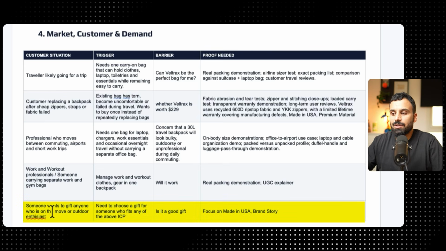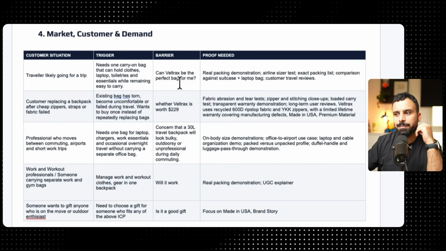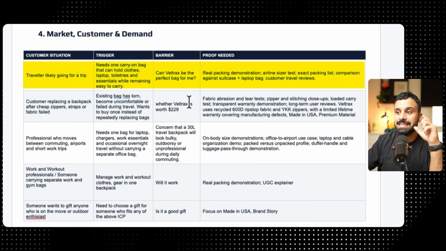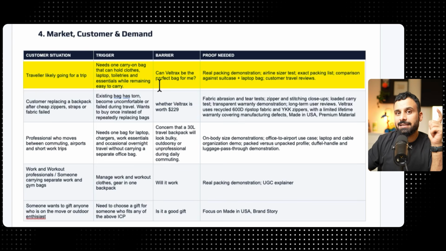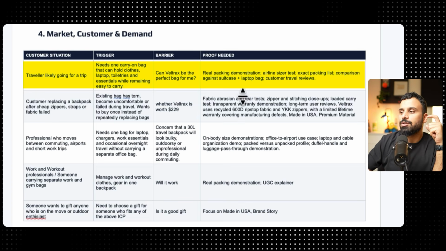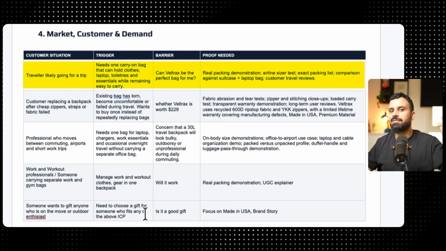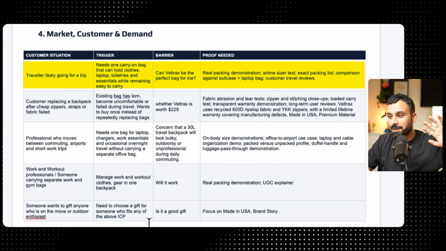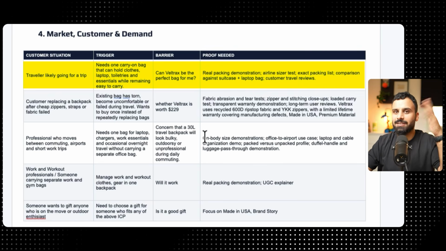Someone who wants to gift anyone who is on the move, outdoor enthusiast. For example, my friends, my family, they know I like hiking. If they ever want to gift me something, of course they would be like, yeah, a bag is a good option. Right? So you have to mind map all these customer situations and what would be the trigger, what would be the barrier. For example, traveler likely going for a trip, can Veltrex be the perfect bag for me? That is his barrier before they will be like, yeah, this bag is good for me. So proof needed. You have to mind map this because the outcome of this will be what other creatives we will be working on. Real packing, and this is very important. This is the most important part of the strategy. This is the heart of the strategy. Once you have this figured out, everything is easy.